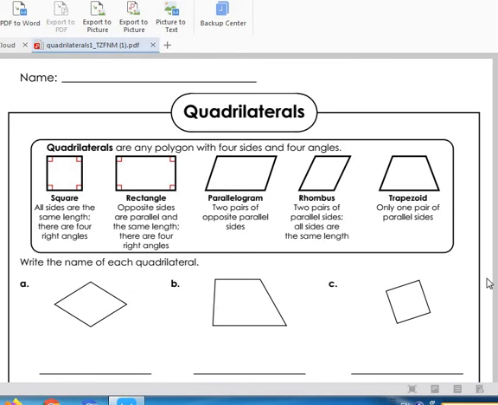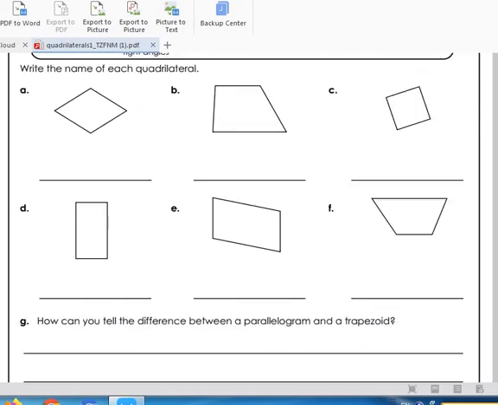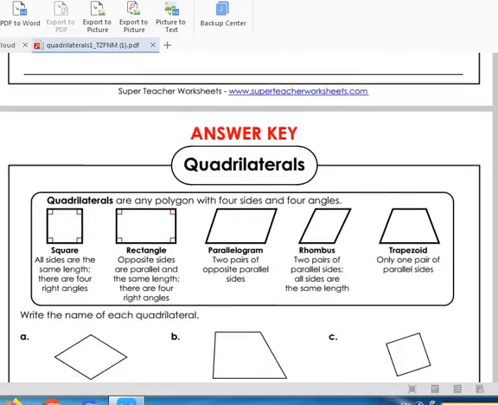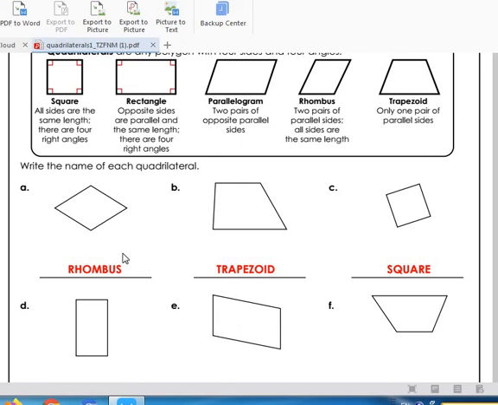Okay, when I say write the names of each quadrilateral, here this is a rhombus, this is a trapezoid. Here I have one pair of parallel sides. Square. Okay, in the square all sides are the same length, and I have 4 right angles. Okay, rectangle.